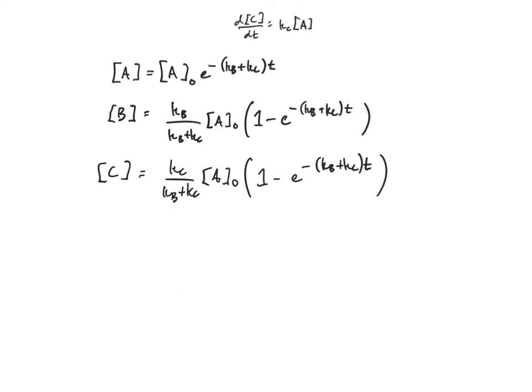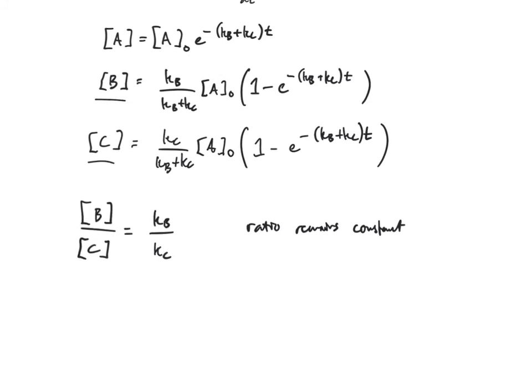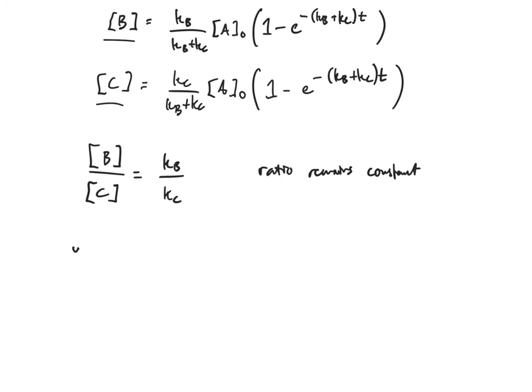Now, the whole reason why I wanted to show you this was because I wanted to demonstrate the ratio between the changing concentrations of B and C. Now, if you plug in those expressions for B and C, and then you cancel a whole bunch of things out, you're left with a very simple expression: the rate constant for the formation of B divided by the rate constant for the formation of C. This ratio remains constant as the reaction proceeds forward. So that's fairly interesting.